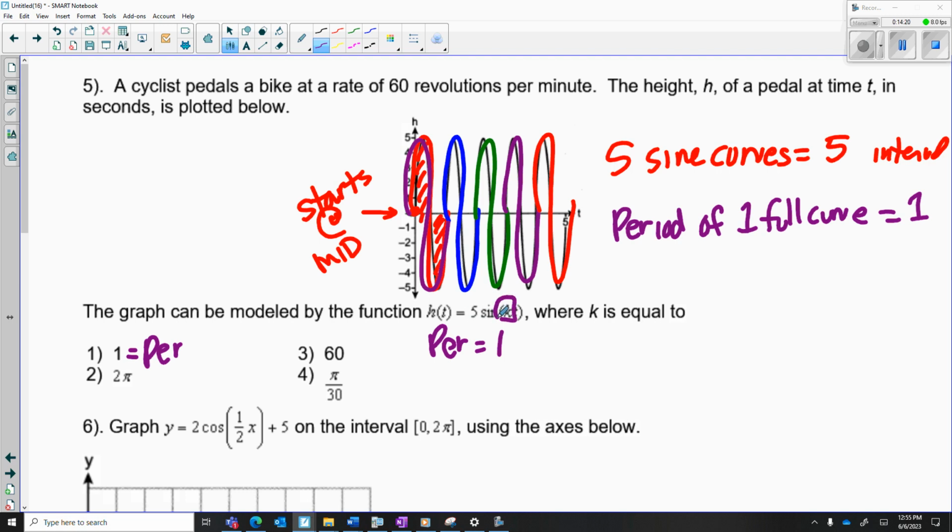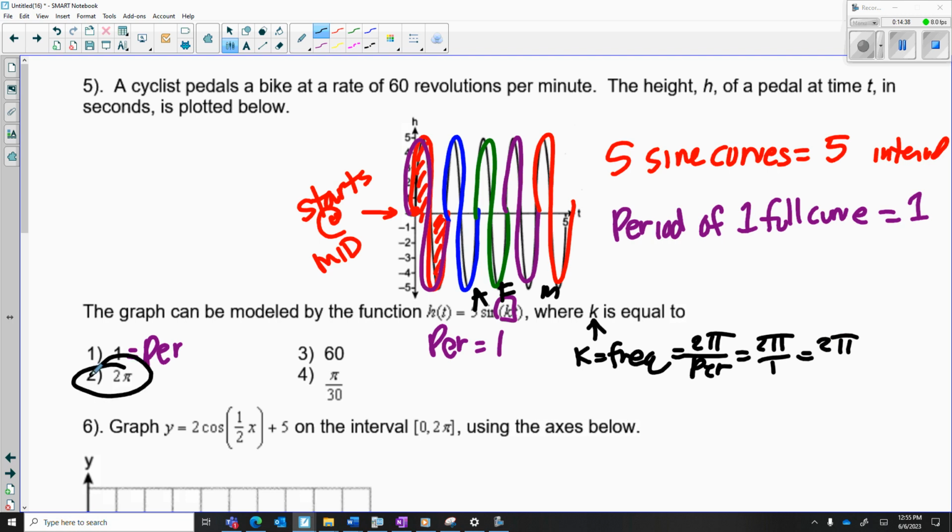K is, if you do AFM, the frequency. So how do we get the frequency? We do 2 pi over the period. 2 pi over 1 equals 2 pi. So the frequency is 2 pi, choice 2.